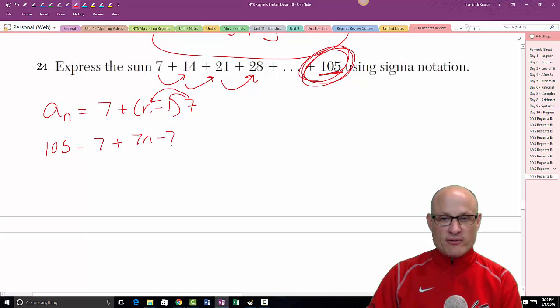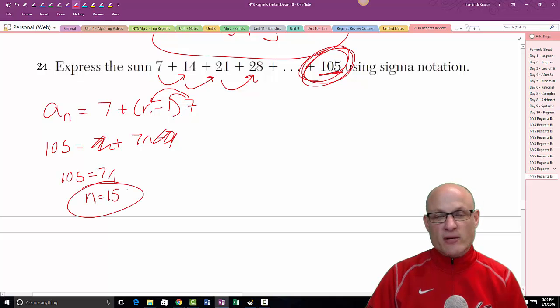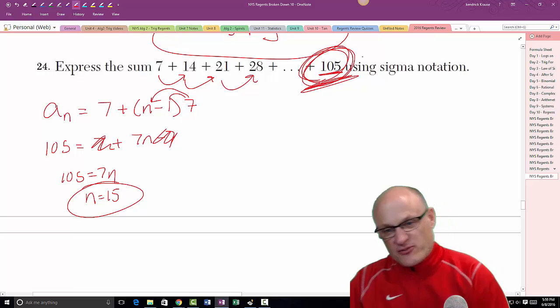7n minus 7. All right, the 7's cancel. And I end up with 105 equals 7n, or n equals 15. So I know there's going to be 15. This is the 15th term.